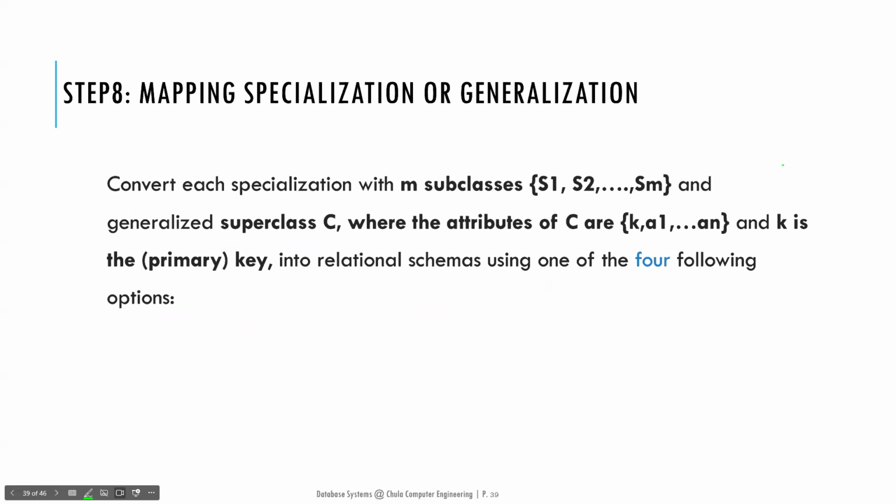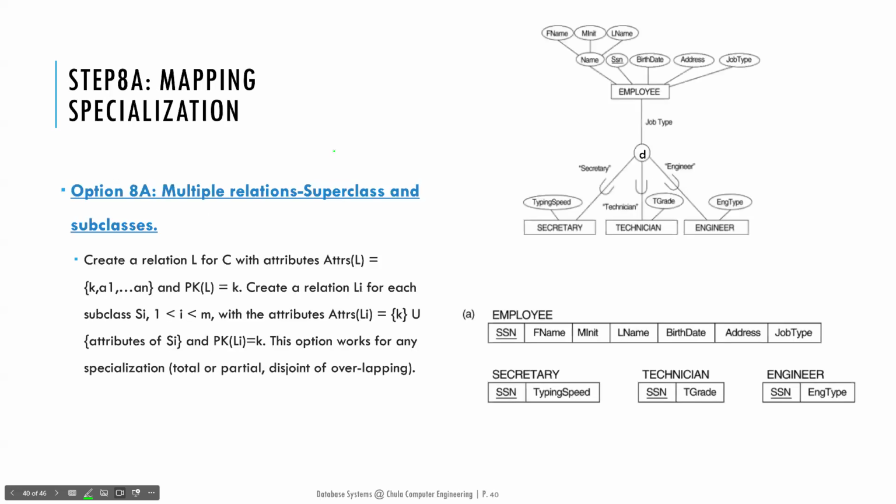Now, step number 8 is mapping specialization or generalization. You remember the EER, right? Extended entity relationship diagram. So basically, when you map the specialization or generalization, you will have to convert each specialization, where you have a superclass and you have subclasses, right? Or you can say that you reverse it and you make the subclass become the superclass, right? Now, there are 4 different options. Option number 1 is called multiple relation superclass and subclass.